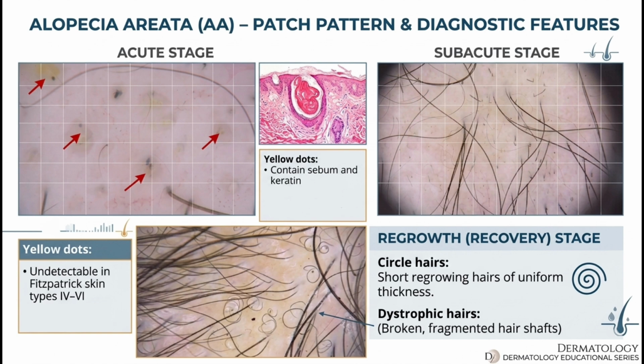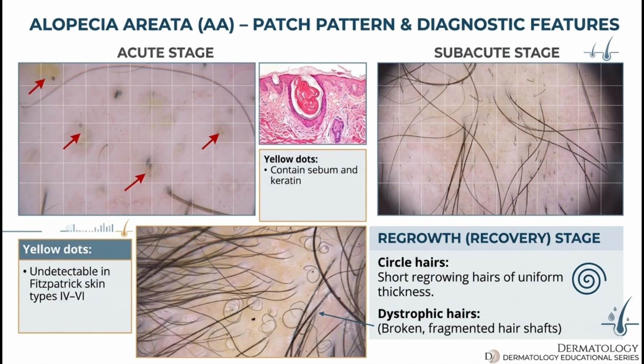In alopecia areata, you know this is a condition that goes through stages. In the acute stage, the patient sees the patch, and the patch is of recent onset. Patients usually also have a lot of shedding. You can see yellow dots, black dots and broken hairs. What are the yellow dots? These are the infundibula filled with sebum and keratin. They are not visible in skin types 4 to 6. Keep that in mind.